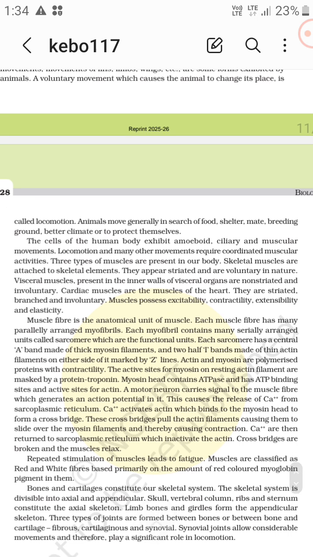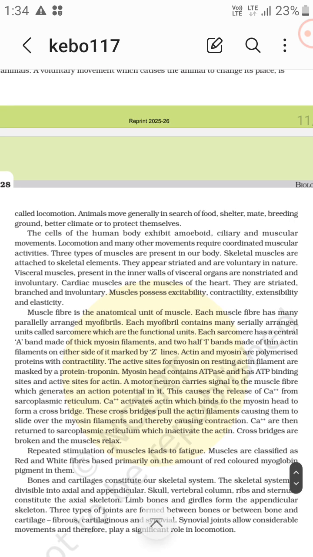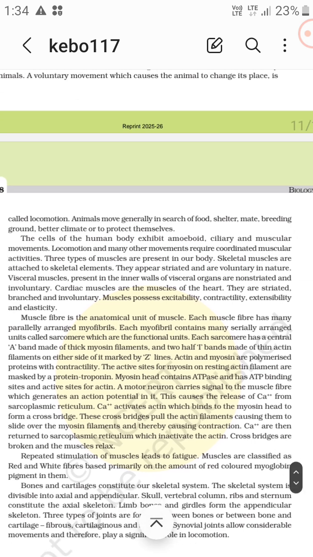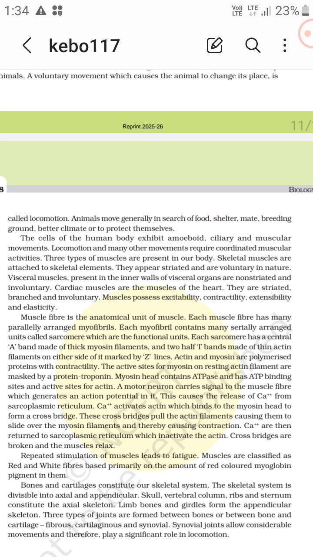Now the cells of the human body exhibit amoeboid, ciliary and muscular movements. Locomotion and many other movements require coordinated muscular activities.